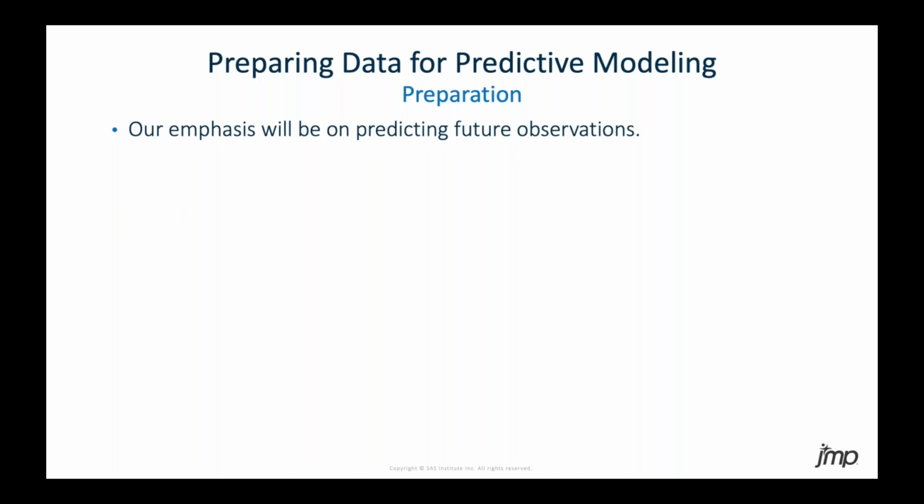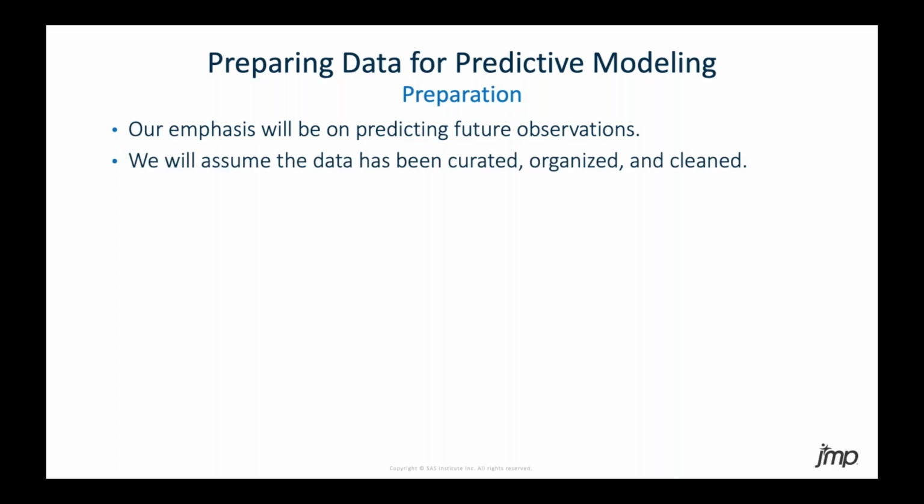All right, so again, the emphasis here is going to be on the prediction of future observations. So I know what it is I'm targeting, whether that target is a continuous variable or categorical variable or some vector of values. It's maybe some combination of continuous and categorical. We're going to assume that the data's been clean, curated, organized, and so on. And we're going to focus on 5 topics that really have an impact on predictive modeling.